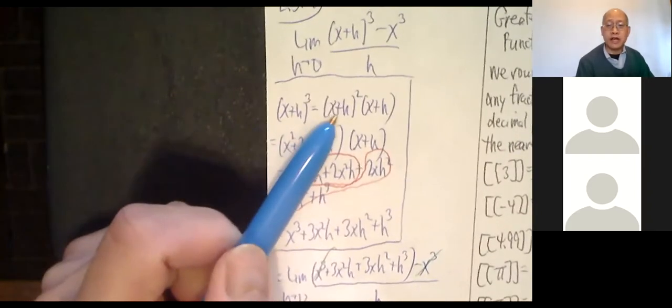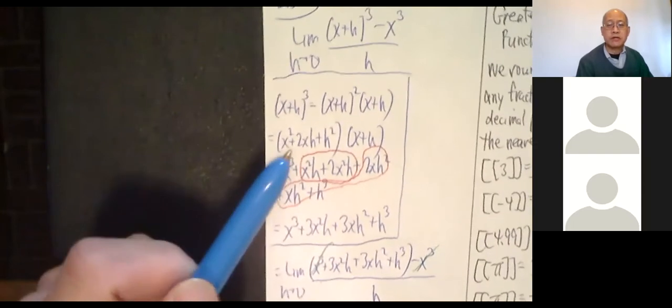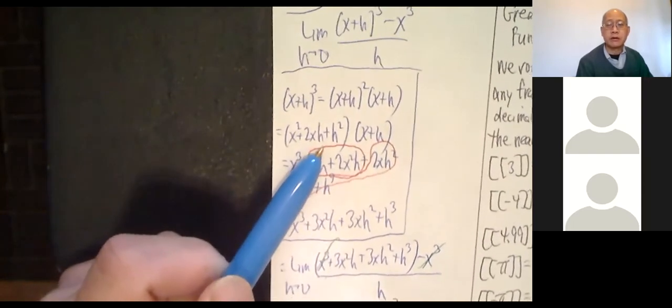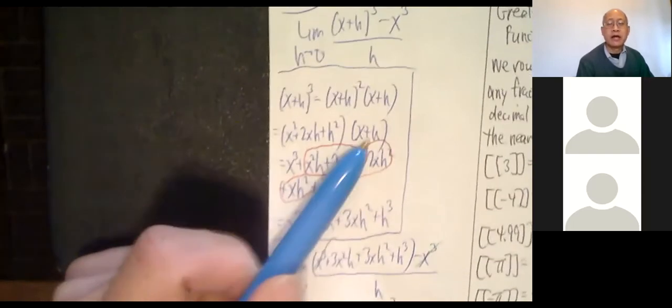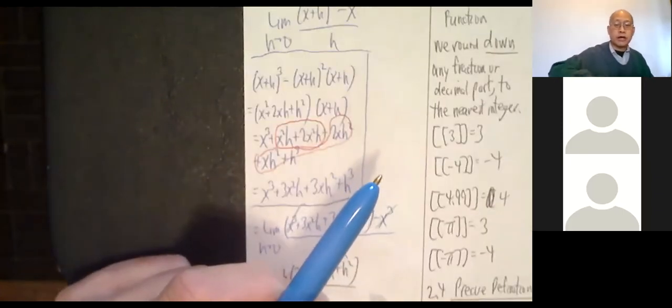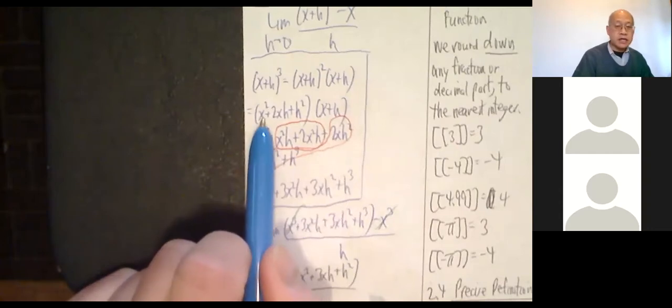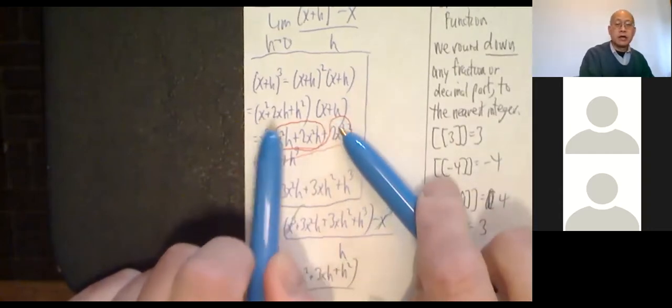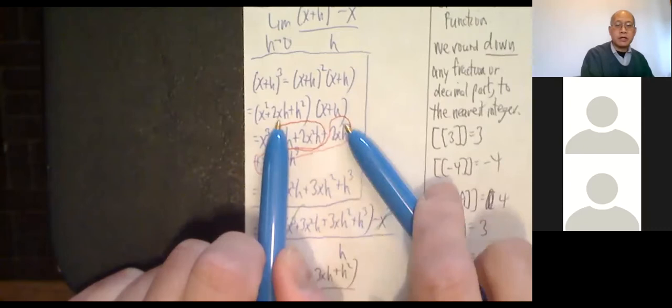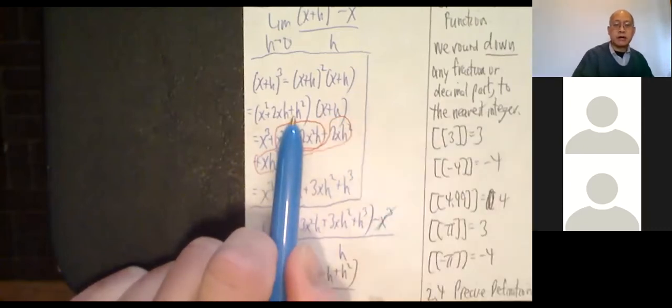Okay, and we know the shortcut for x plus h squared: x squared plus 2xh plus h squared. So this is x plus h squared. Then you multiply it by another x plus h, right? And so you should know the way it goes. You take this and multiply it by these two. Then you take this, multiply it by these two. Then take this, multiply it by these two.